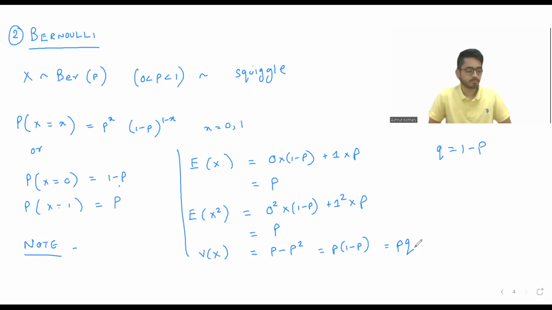Again, write a note. A Bernoulli variable is also called an indicator variable, as its value can be used to indicate whether or not some specified event has occurred.